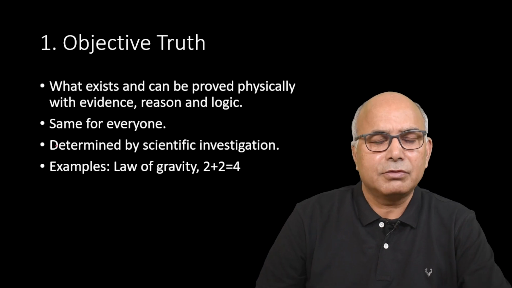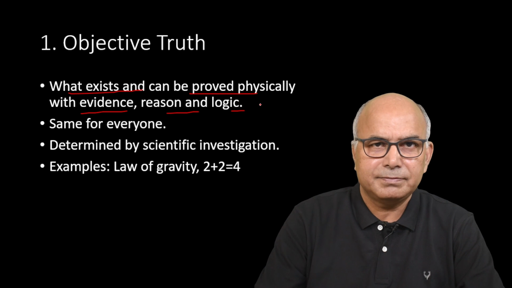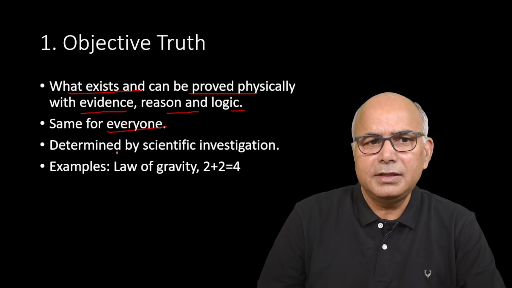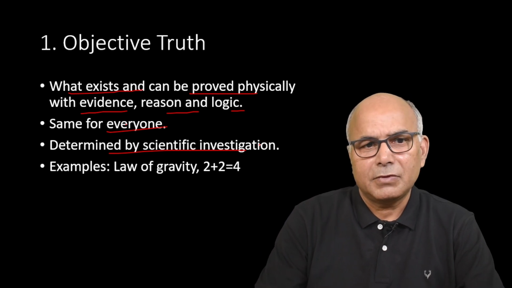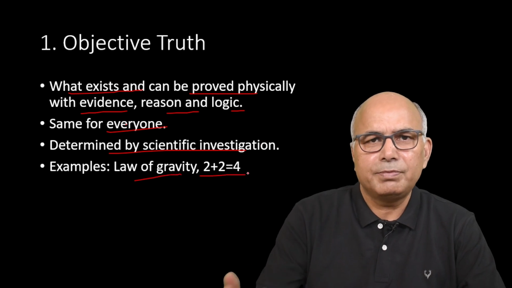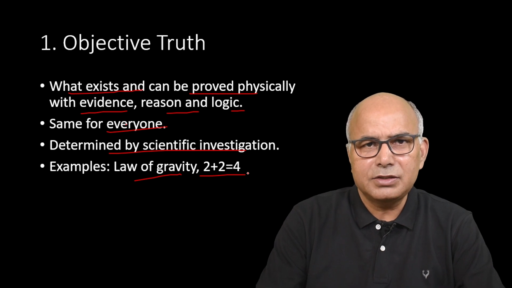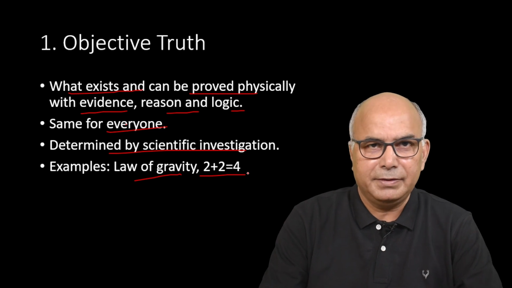And so objective truth can be defined as something which exists and can be proved physically with evidence, reason or logic. It remains the same for everyone and it is generally determined by some sort of scientific method. An example of objective truth could be the law of gravity or 2 plus 2 is equal to 4. Anybody can verify, and these truths remain the same across the board for all humanity.